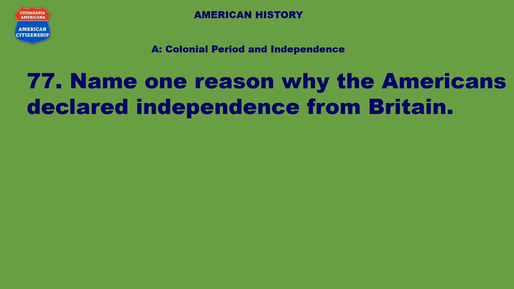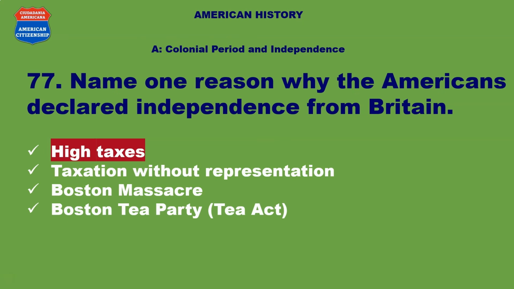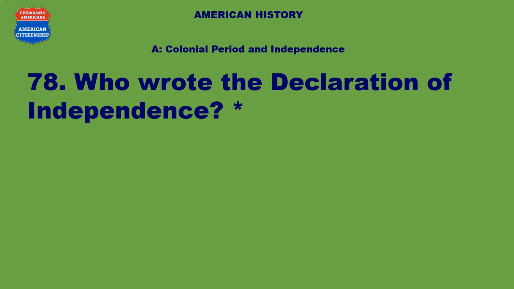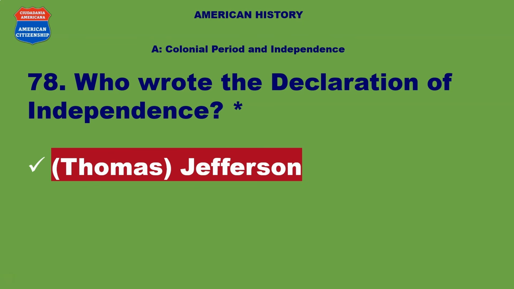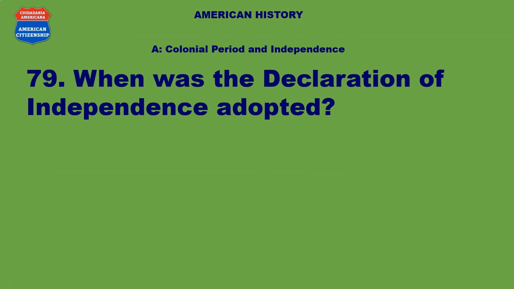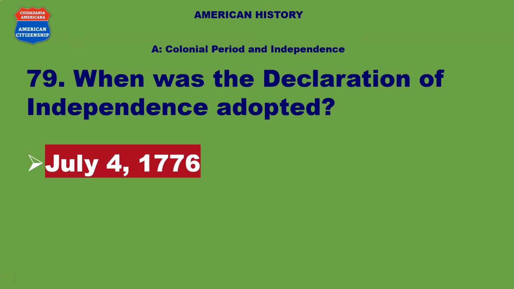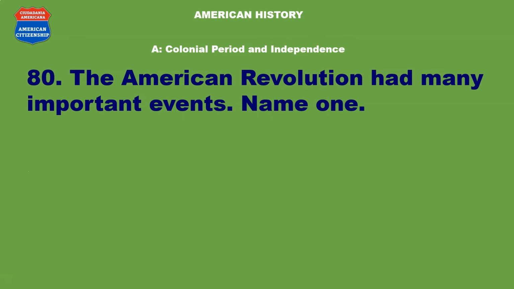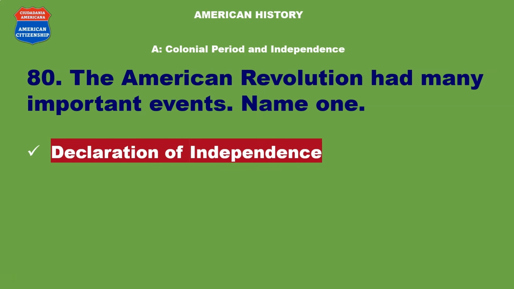Name one reason why the Americans declared independence from Britain. High taxes. Who wrote the Declaration of Independence? Thomas Jefferson. When was the Declaration of Independence adopted? On July 4th, 1776. The American Revolution had many important events. Name one. Declaration of Independence.